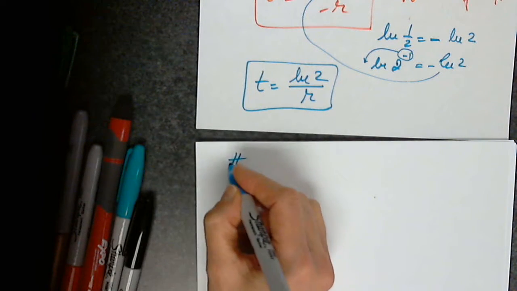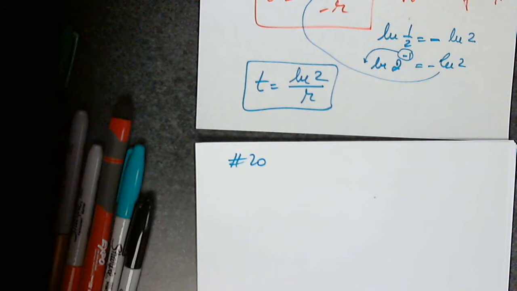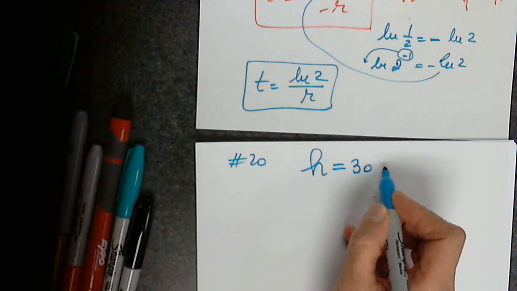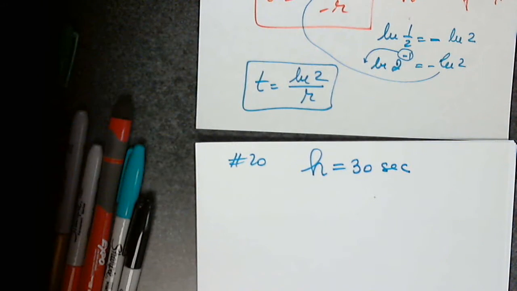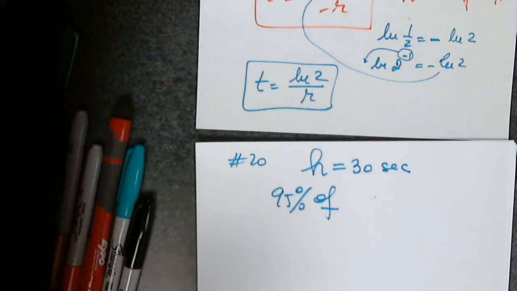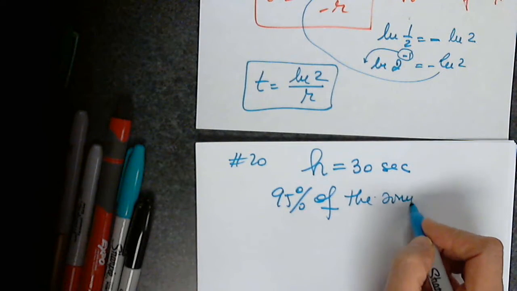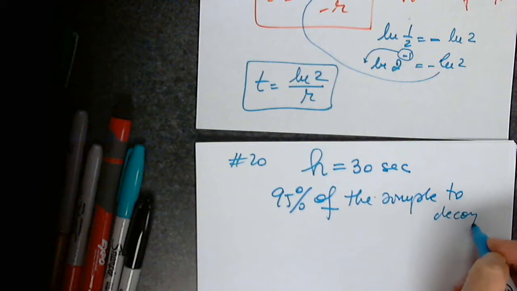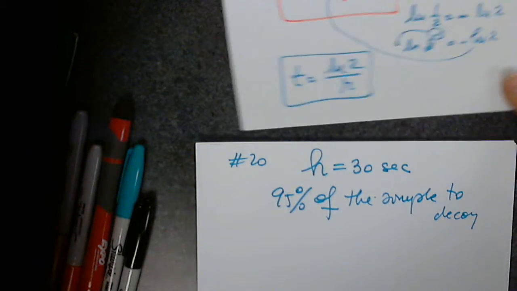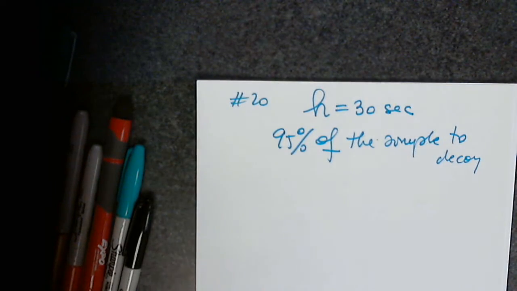Okay, so let's say problem 20. Radioactive radium. Radium-221, that has nothing to do with us, it's just the name of the radioactive substance, has a half-life of 30 seconds. Half-life, 30 seconds. How long will it take for 95% of the sample to decay? Now, when you read this problem, you'll say, this is hard. It appears that I don't even have enough information, right?